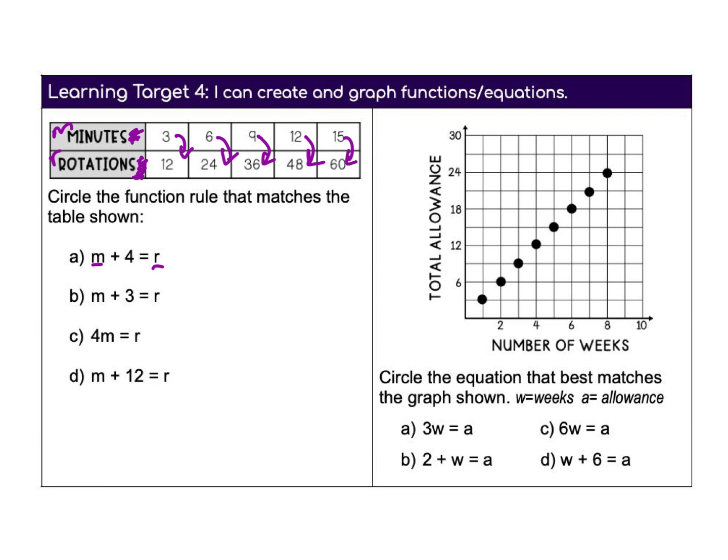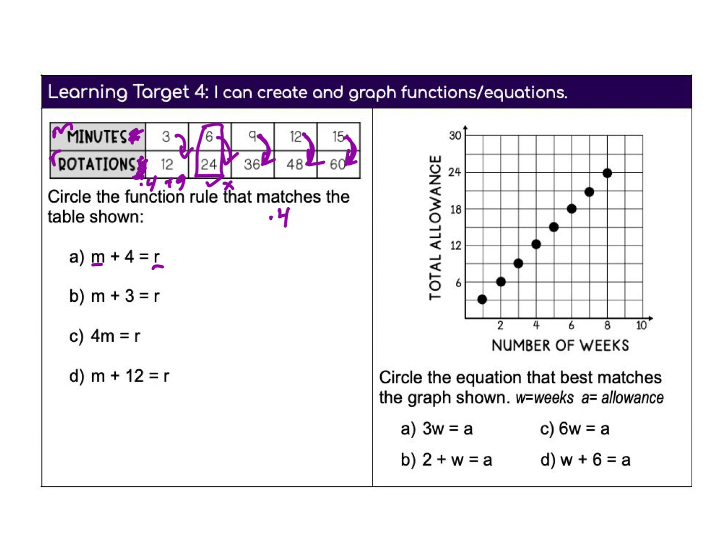I noticed that for the first one, 3 to 12, I could multiply times 4, or I could add 9. So those are my two options. I'm going to check this next one. If I multiply times 4, does it work? Yes. If I add 9, does it work? No. So I'm going to check the next one and see if multiplying by 4 works for all of them. It does, it does, it does. Okay, so I know my rule is times 4.